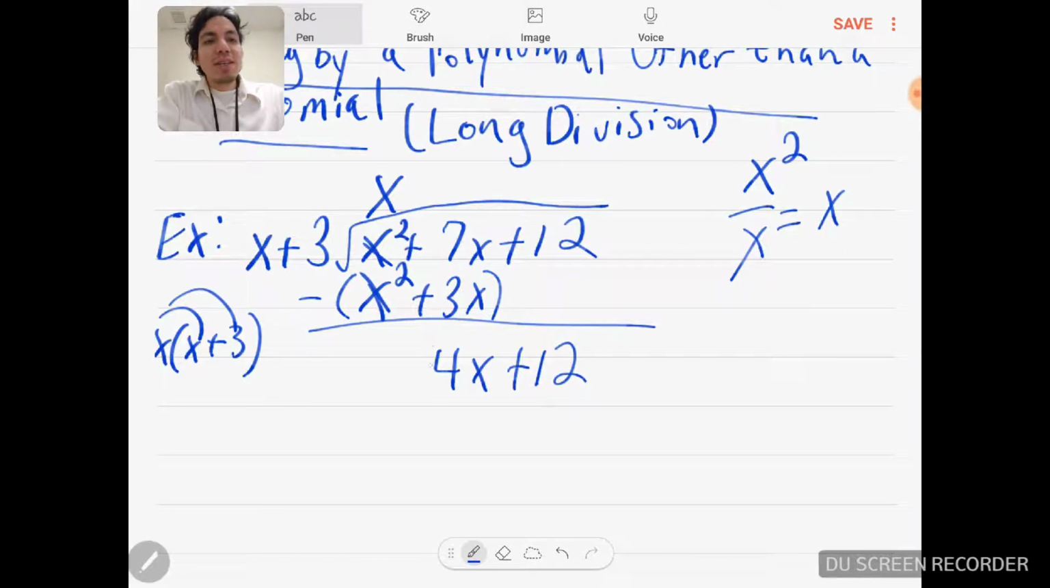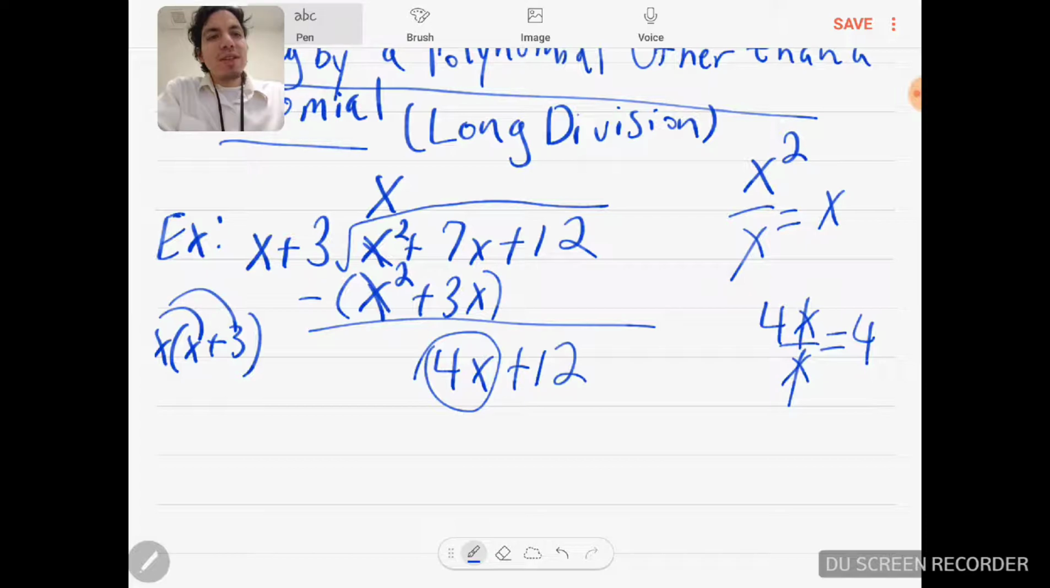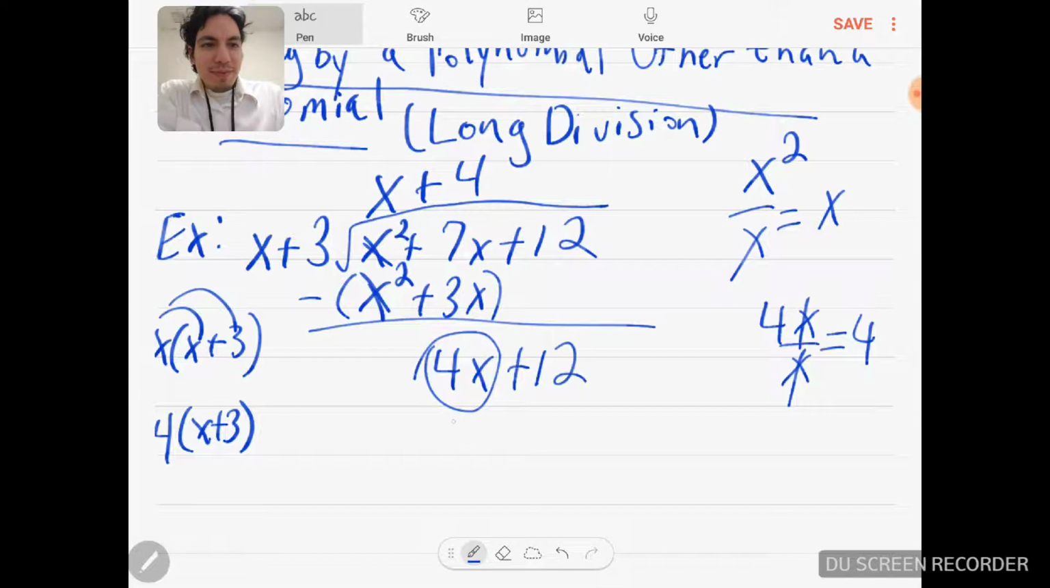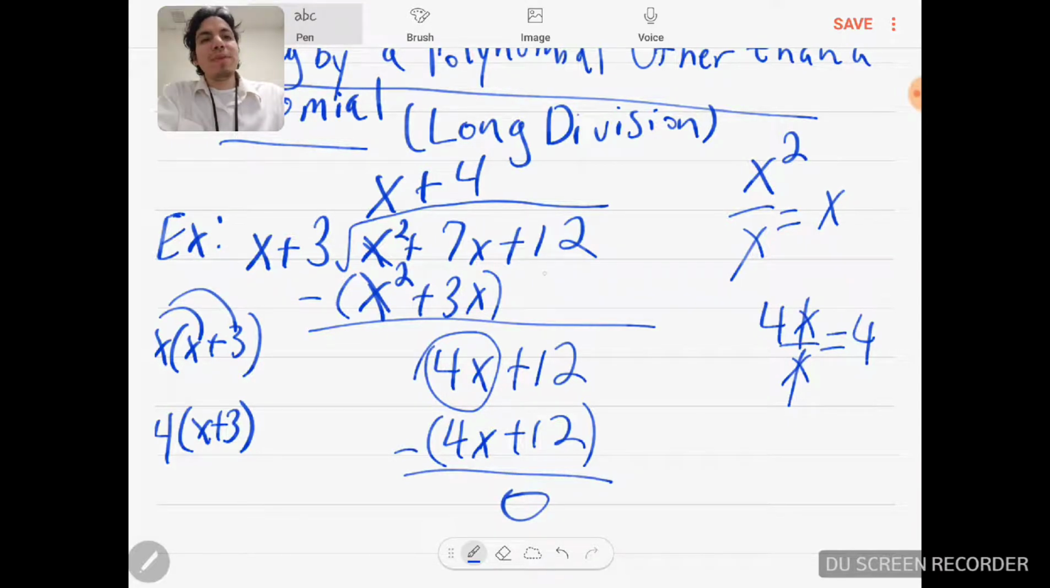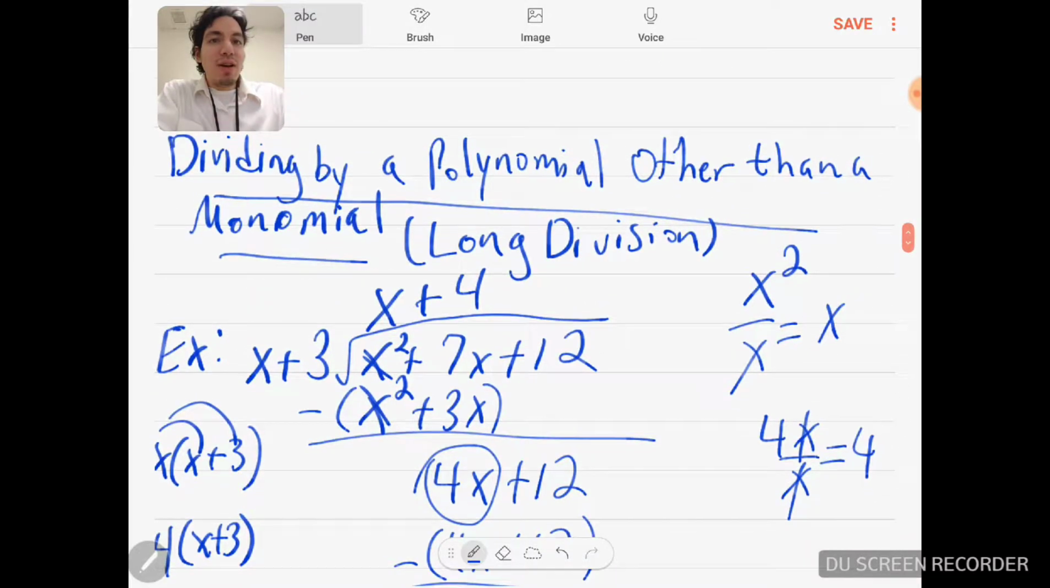And now I do the same thing. So I take this first term here, I divide this by my first term there. So I get 4x divided by x, it'll be 4, because these x's cancel. This is how you figure out what is your quotient that you need to divide perfectly. Most cases you do. So 4 times x plus 3, I get 4x plus 12 exactly, which is exactly what I want, because now when I subtract, this is 0. So this is how you do long division for a polynomial that is other than a monomial.